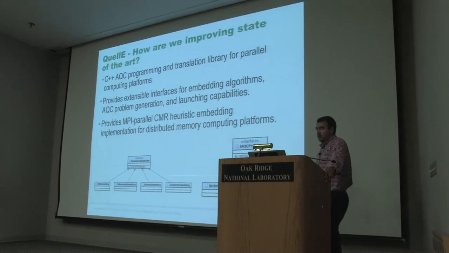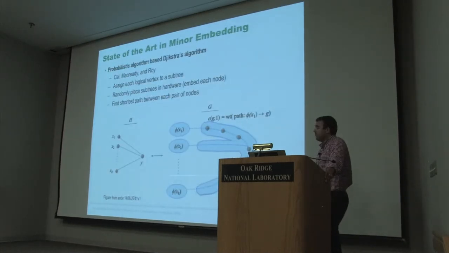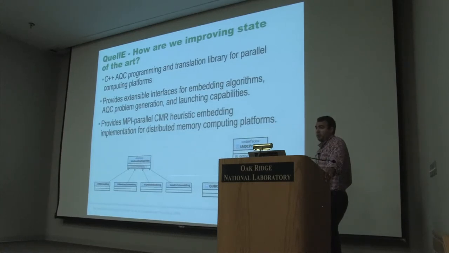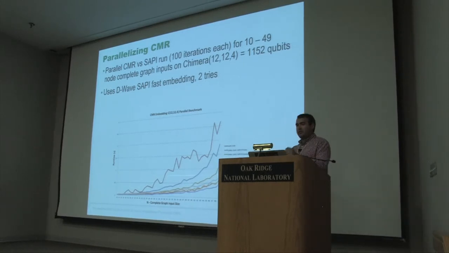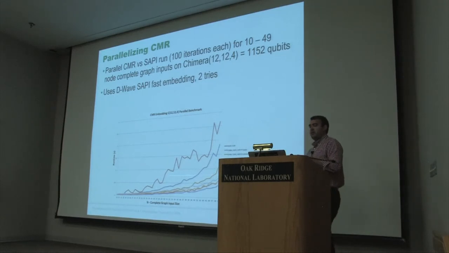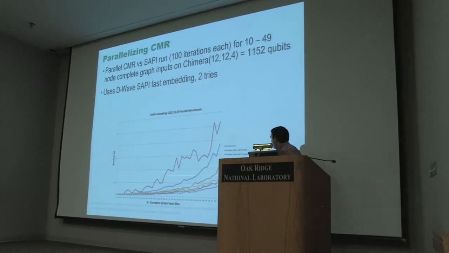We've implemented the CMR algorithm, the Cai, Macready, and Roy algorithm, distributed across a large number of cores to provide speedups. And I've got a little result here. The actual CMR algorithm is this top red plot here, where we're trying to embed graphs of size 10 nodes all the way up to 49 nodes, where every single node is connected. That's basically the hardest instance that you can solve for this specific algorithm. And just by using, you can't really see it, two cores, four cores, eight cores, 10 and 12, we show runtime scaling improvement. So that's my current quantum computing work.